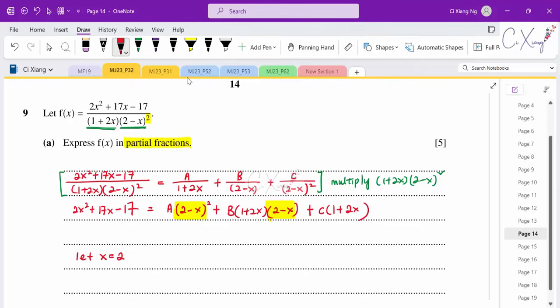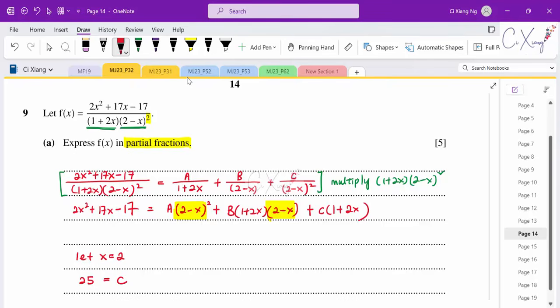Okay, so 2 times 4 plus 17 times 2 minus 17. By using a calculator to help you, you might get the answer, which is 25, if you didn't do any careless mistake. 2 substituted into this bracket becomes 0. 0 times a is 0. 0 times anything with b also equals 0. Then for this one, I'm having 1 plus 0c, so it will be c.